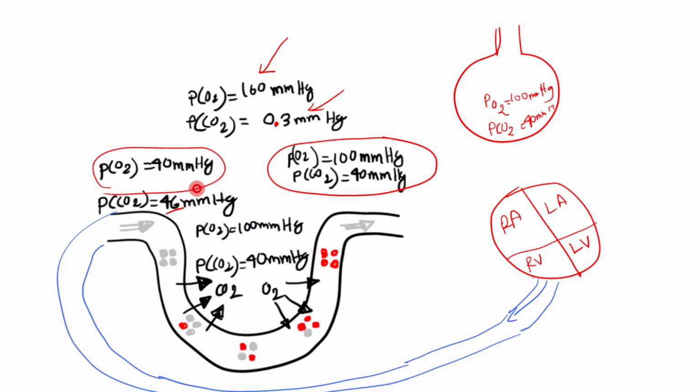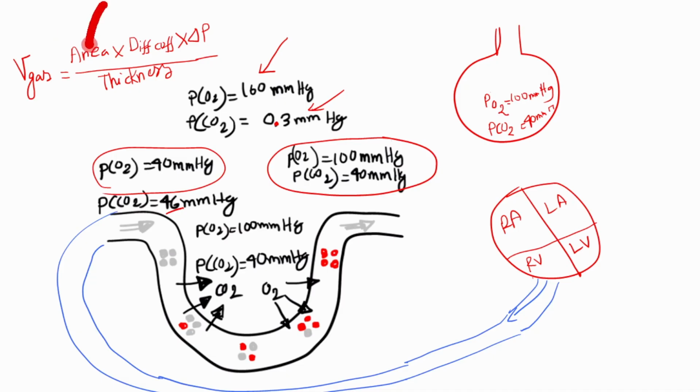To answer this question, you need to get introduced to Fick's law of diffusion. In the equation, V gas stands for the rate of gas transfer, followed by the surface area of the membrane, diffusion coefficient, partial pressure gradient, and membrane thickness. So we can say the rate of gas transfer V gas is proportional to the surface area of the membrane, diffusion coefficient, and partial pressure gradient, but inversely proportional to membrane thickness. Crucially, the diffusion coefficient is directly dependent on the solubility of the gas.